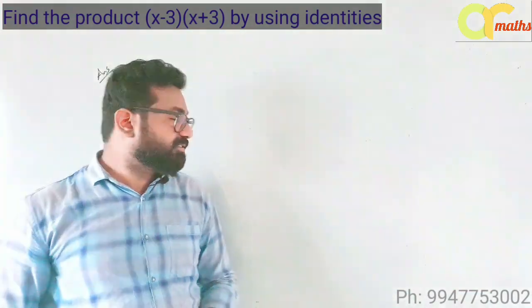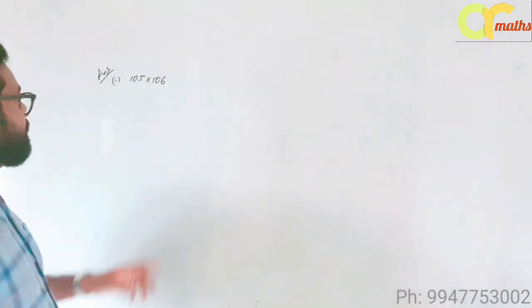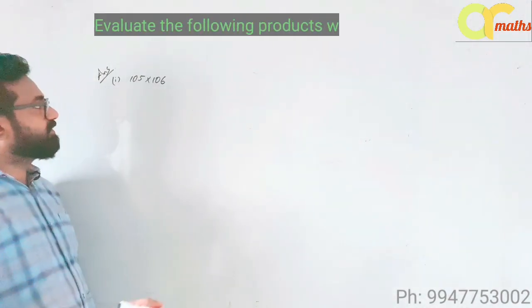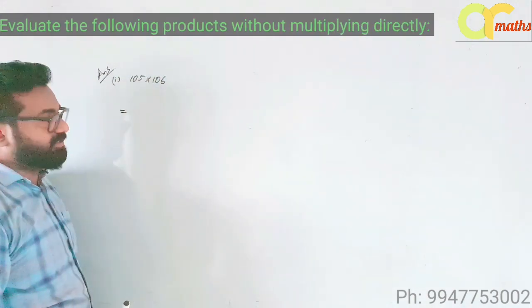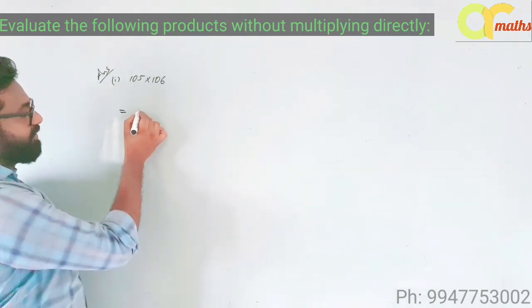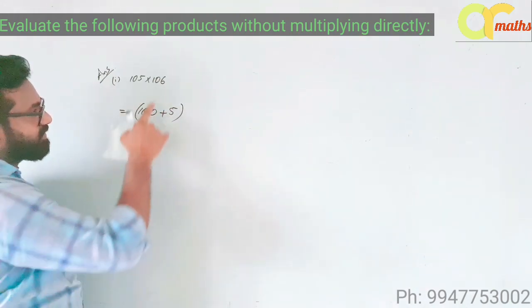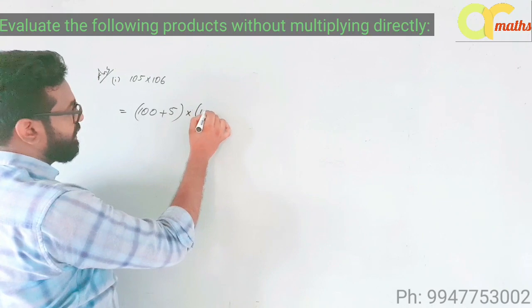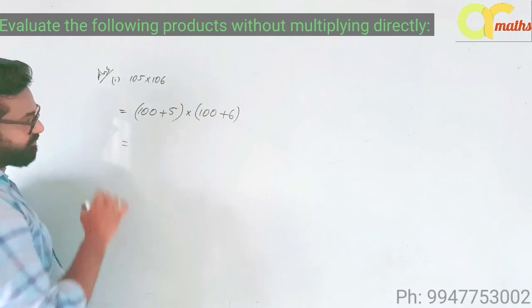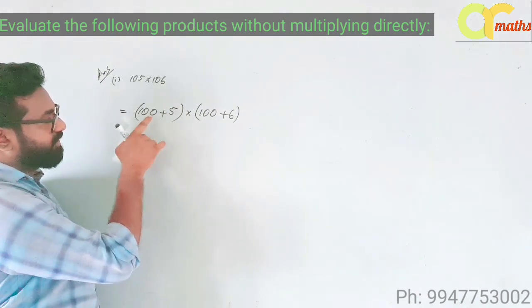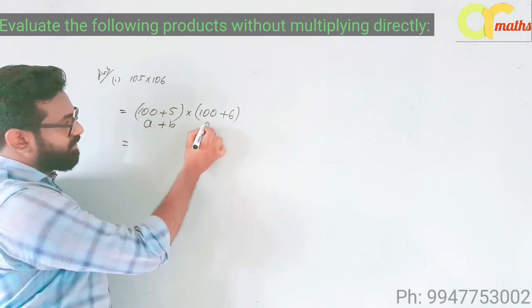Okay, next our question is: without using actual multiplication, find 105 into 106. So here we have to use identities. How to write 105? 105 means 100 plus 5. Ready? Next, 106 means 100 plus 6. Clear?